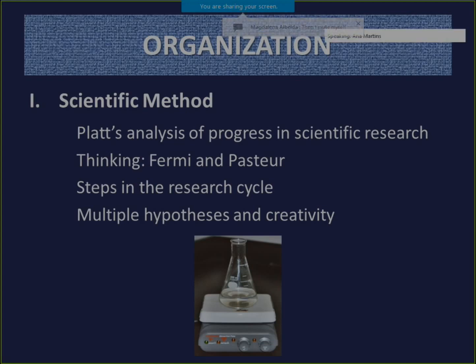The webinar is structured into 4 parts. Part 1 will review the scientific method in general. We'll discuss first a seminal paper by John Platt about what he thinks accounts for progress in scientific research. Then we'll look at what Enrico Fermi and Louis Pasteur have had to say about the process of thinking in science and how that's related to research design. We'll review steps in the research cycle and then focus down on the step of formulating hypotheses, looking especially at the advantages of trying to have multiple hypotheses.